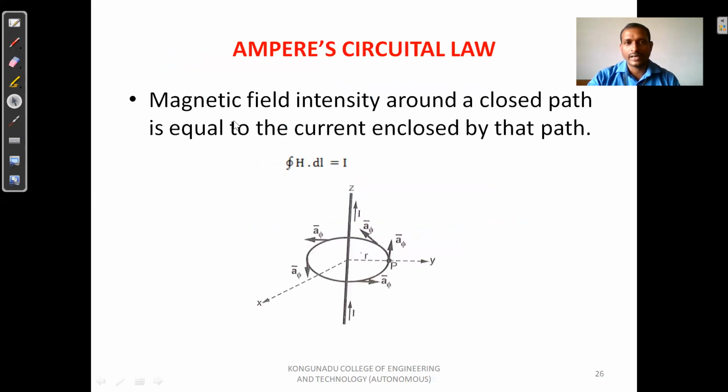Next is Ampere's circuit law. Ampere's circuit law is relevant to current. The magnetic field intensity around a closed path is equal to the current enclosed by the path. That is, the closed line integral of H dot dl, where H is the magnetic field intensity, is equal to the current enclosed by the path. So the integral of H dot dl is equal to I. This is Ampere's circuit law.